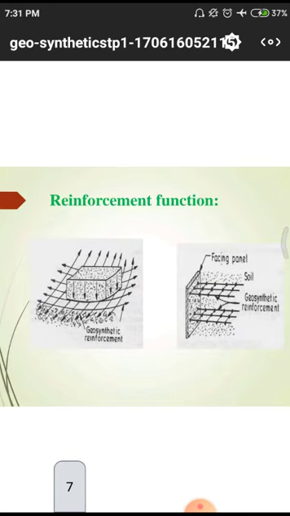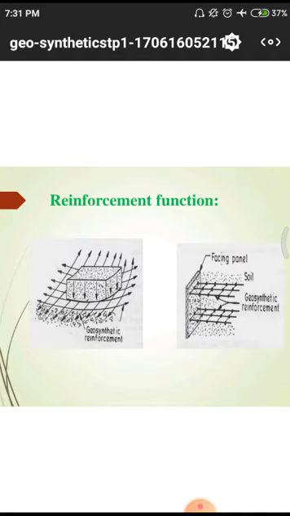Next one is the reinforcement. In some cases, these matrices, that means these materials, are used for reinforcement purposes, simply to transfer stresses from one layer to another layer, and totally bring the stresses to zero.